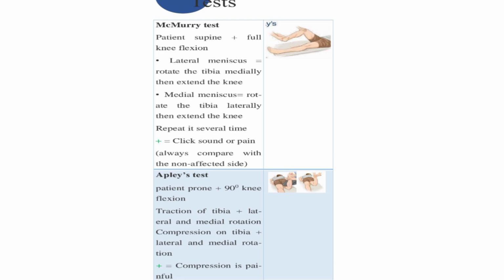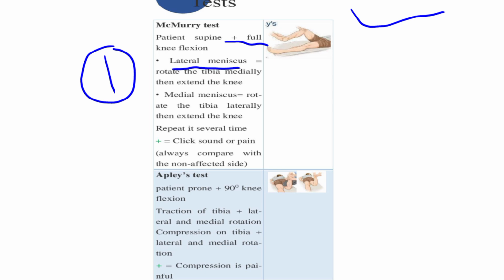Next, there are some special tests to diagnose the meniscus tear. The first test we do is the McMurray test. In this test, the patient is lying supine with the knee in full flexion. To check the lateral meniscus, rotate the tibia medially, then extend the knee. For the medial meniscus, rotate the tibia laterally and extend the knee.